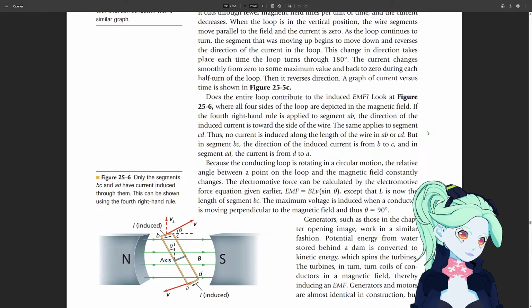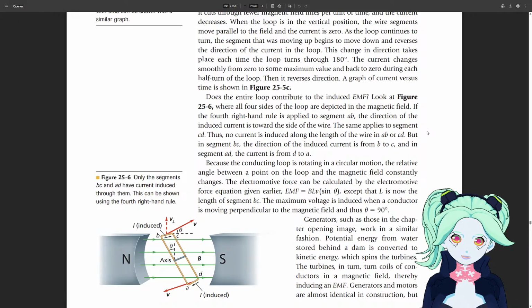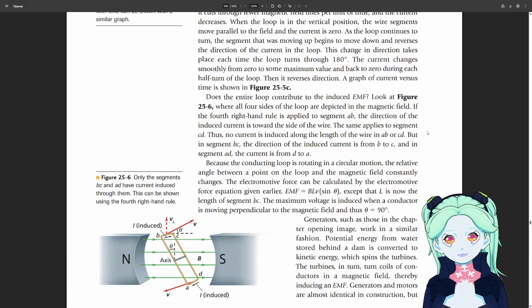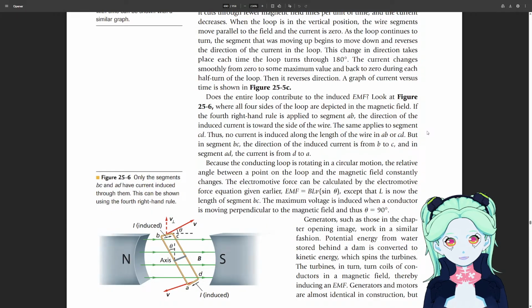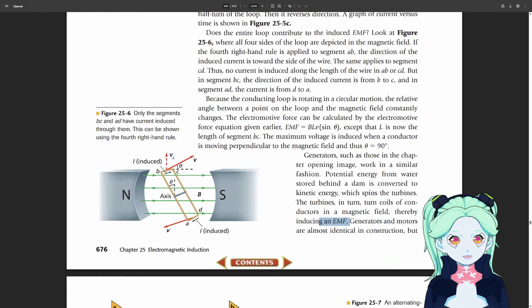The maximum voltage is induced when a conductor is moving perpendicular to the magnetic field, at an angle of 90 degrees. Generators such as those in the chapter opening image work in a similar fashion. Potential energy from water stored behind a dam is converted to kinetic energy, which spins the turbine. The turbines in turn turn coils of conductors in a magnetic field, thereby inducing an EMF.